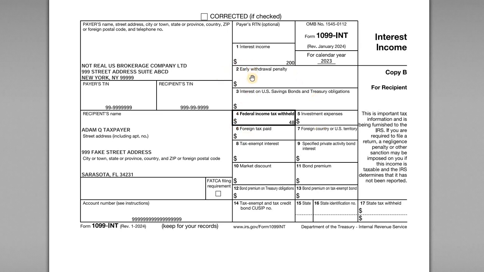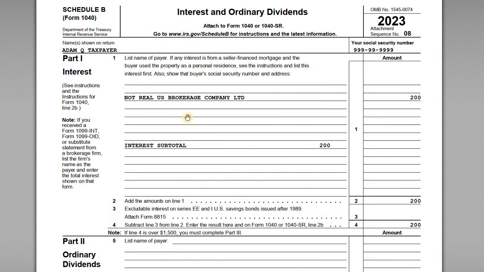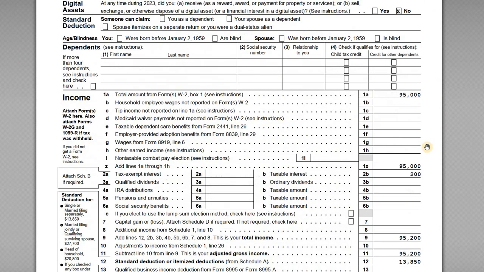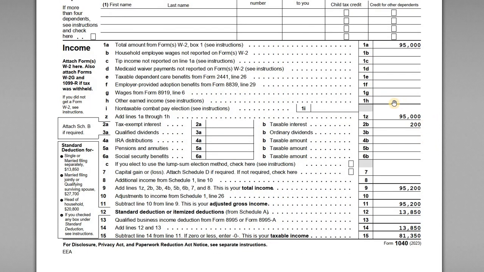Now, this income has to be reported on your return, but you do get a credit for the amount of federal income taxes withheld. So if we look at Adam's tax return here, if we go down to Schedule B, we have entered the interest income here, Schedule B, Part 1, from Not Real U.S. Brokerage Company Limited. So we are reporting the $200 of interest there, which is ultimately flowing through to page 1 of his 1040, and we can see it's here included in his overall income. So he is including the $200 of taxable interest in his adjusted gross income and ultimately his taxable income.